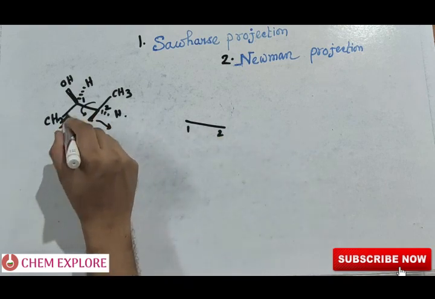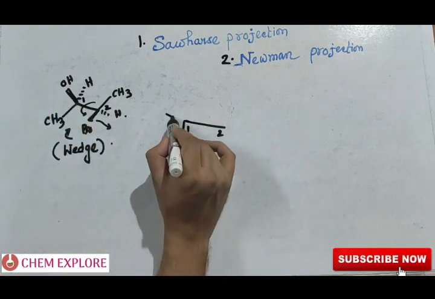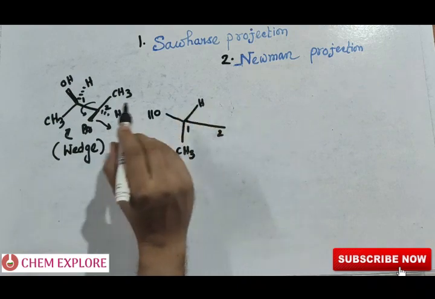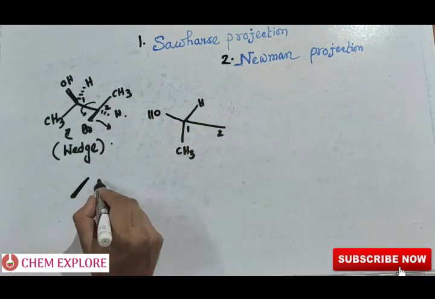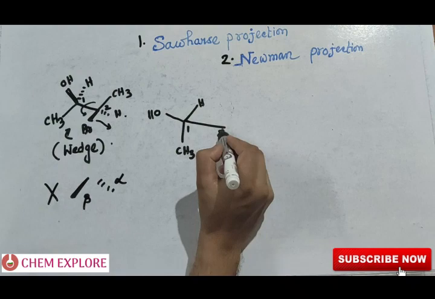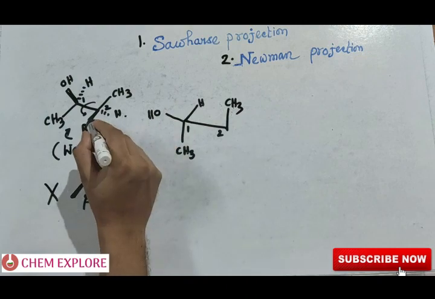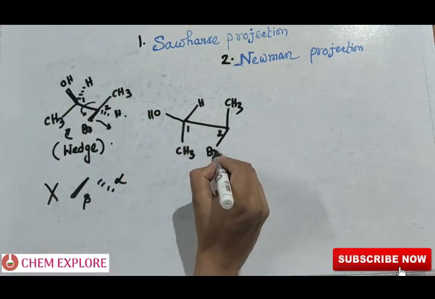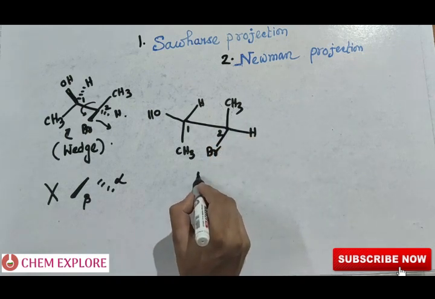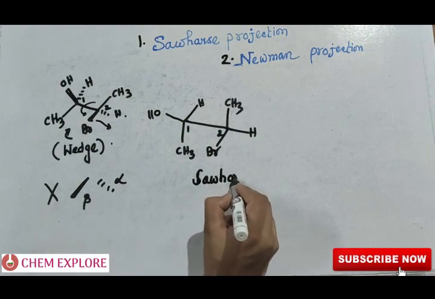Now you have a CH3 and that CH3 is this. You have an OH above the plane, we can write like this, OH. You have a hydrogen below the plane, so this is a hydrogen. No dash, no alpha or no beta bond. Now for this second carbon center, you have a CH3 group, that is this. You have a bromine above the plane, so this is a bromine, right? And this hydrogen is below the plane, so this is a hydrogen. So this projection is called the Sawhorse projection, right? This is your Sawhorse projection.